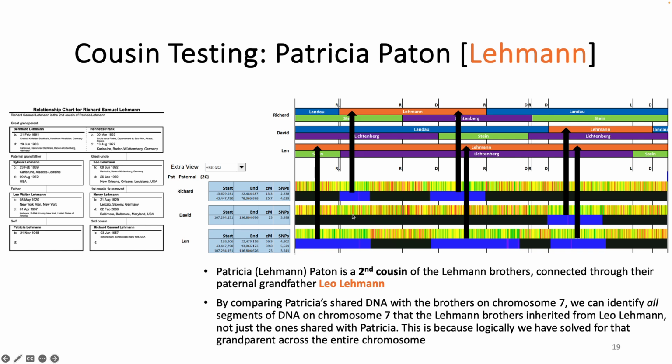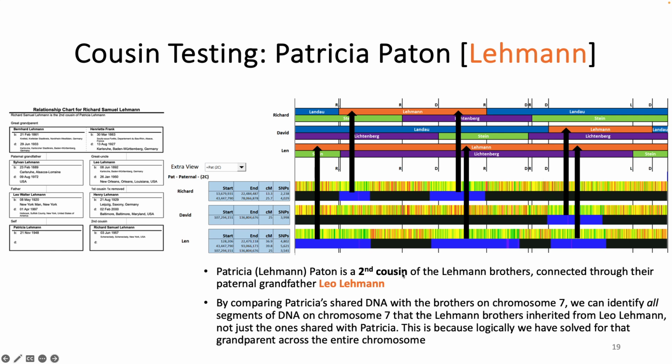Now, if we look at David, he didn't inherit any of these two segments that Richard did. And that's because this segment is a big segment he inherited from the other grandparent, from Landau. And that is why David doesn't share any DNA with Pat during this section. But there is a third segment over here that David shares that Richard didn't get. And we can see that this maps straight to the Lehmann ancestor, but Richard has crossed over, has a recombination point, and at that recombination point, he switched over to inheriting from the other grandparent. And that's why this third segment was not inherited by Richard.